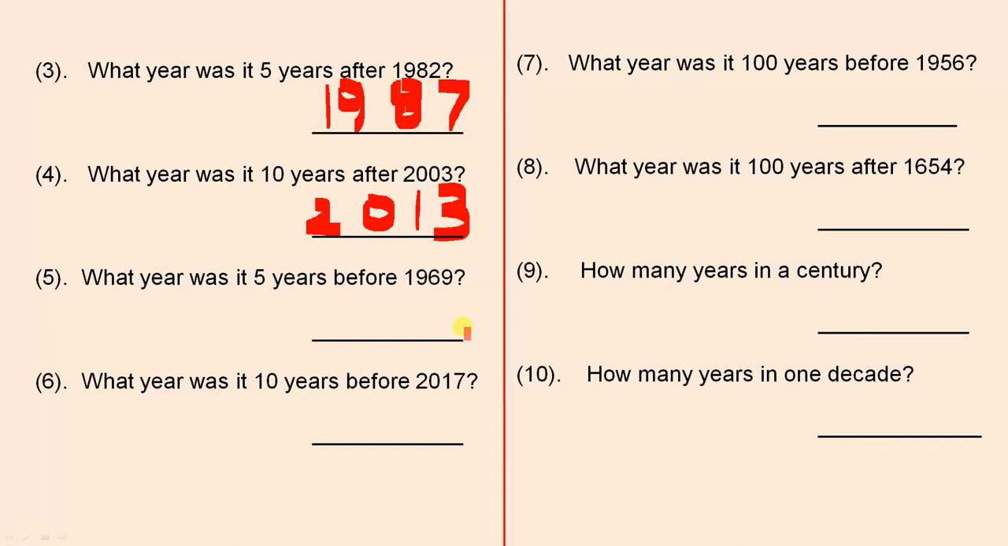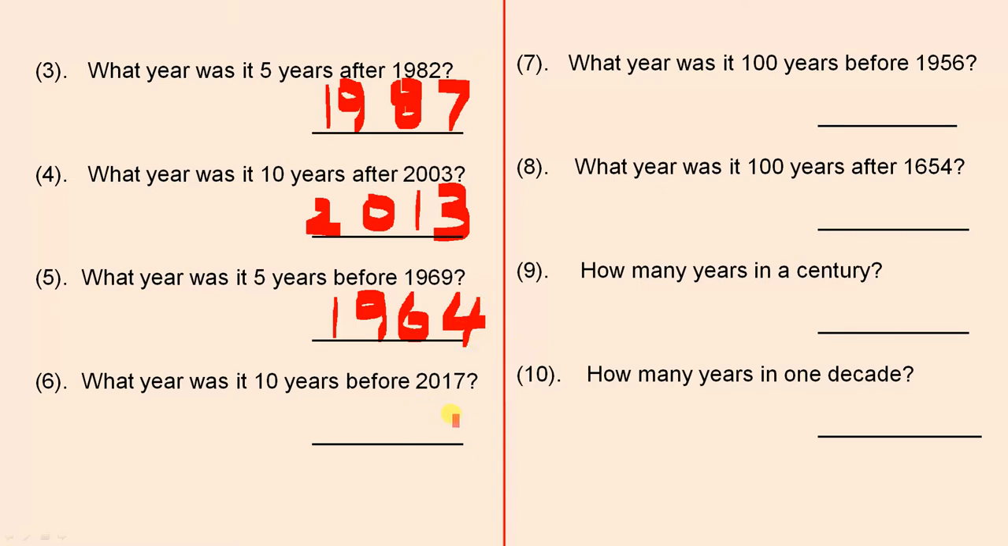What year was it 5 years before 1969? So you take 5 away from that, so 5 years before this year here. So let's go. 1964.